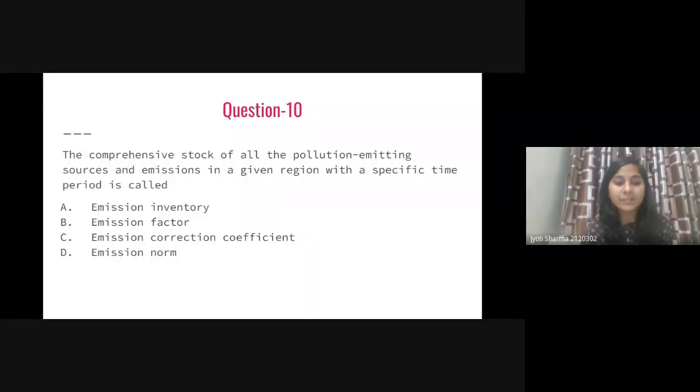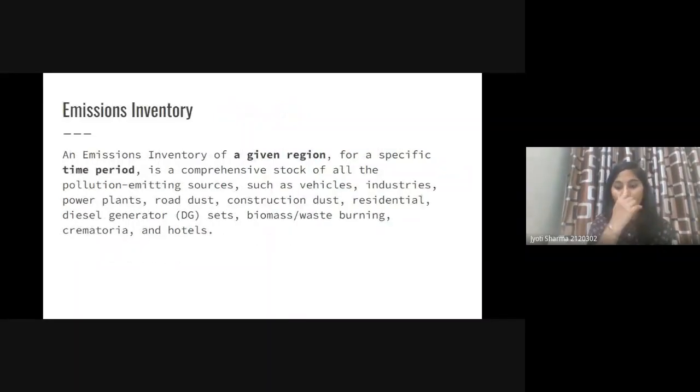Okay, so you people gave me answer A. So exactly, the answer should be emission inventory. So what's the definition of it? Inventory is estimated or calculated for a given region, means you must have some specific region for a specific time period. For example, for 1 year you are calculating, and this is a comprehensive stock of all the pollution emitting sources.